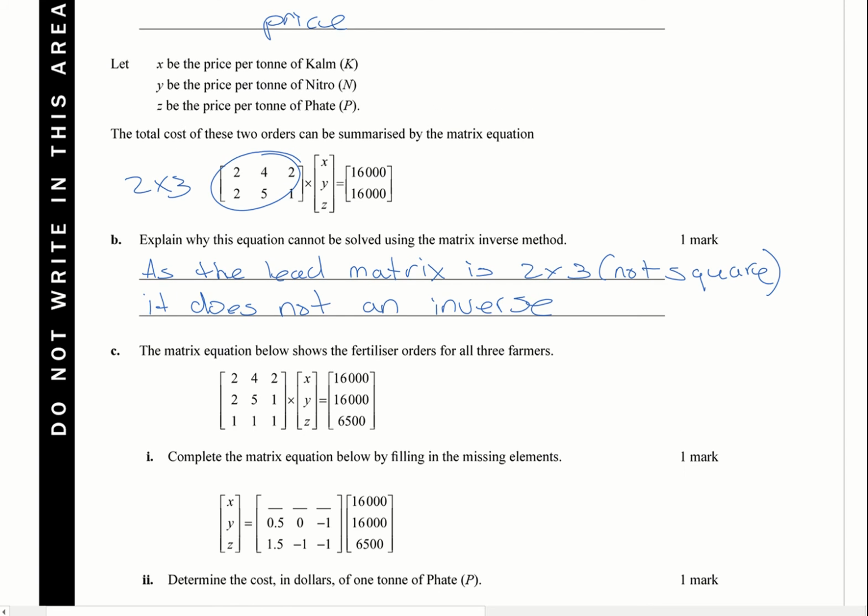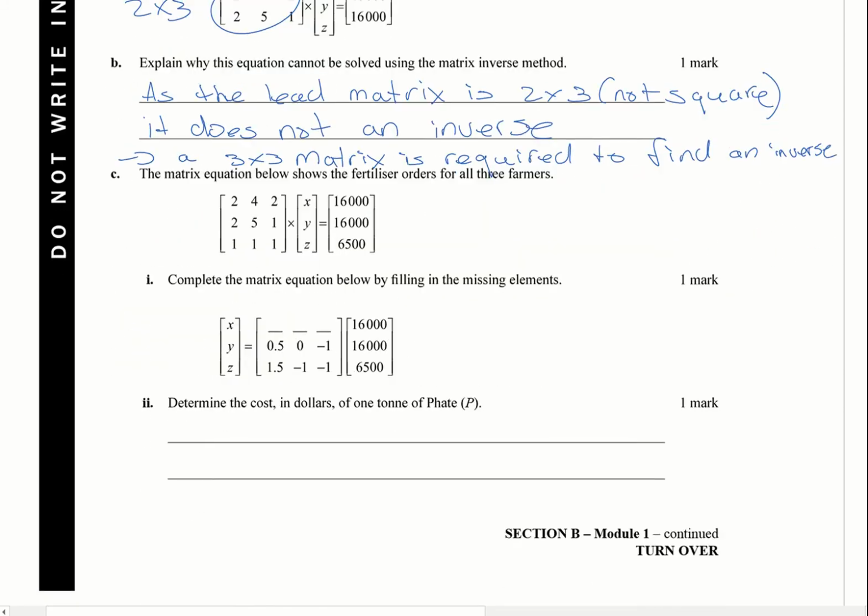An alternative explanation would be to say a 3 by 3 matrix would be required. That would have been 2, 4, 2, 2, 5, 1, and it would have to have another row underneath. A 3 by 3 matrix is required to find an inverse. Okay, so that's question B. Now let's look at question C.